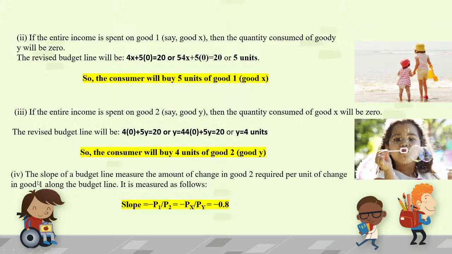And the next part is asking about the slope of the budget line. We already know what the slope is. It's minus p1 upon p2. The values of p1 and p2 are given. We will simply put in the values, and the value comes out to be minus 0.8.